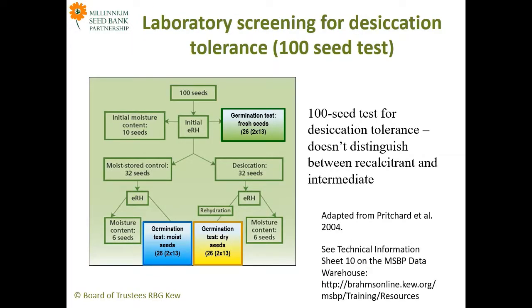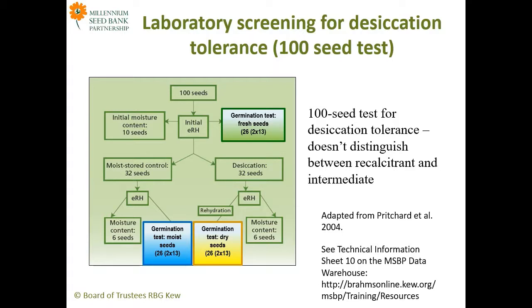This is an alternative that was developed by Pritchard in 2004, and it's called the 100 seed test. At first, you'll still need to do the initial moisture content on a subset of seeds, then you germinate the fresh seeds. At the second stage, you will have to dry 32 seeds by mixing them with an equal weight of silica gel in a sealed container. You will need to change the silica gel and weigh the seeds every 1 to 3 days until the seeds have reached a constant weight. This means that the seeds are at equilibrium.